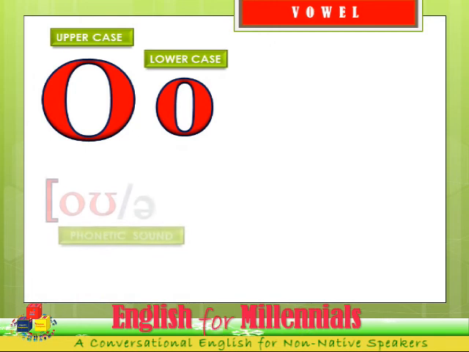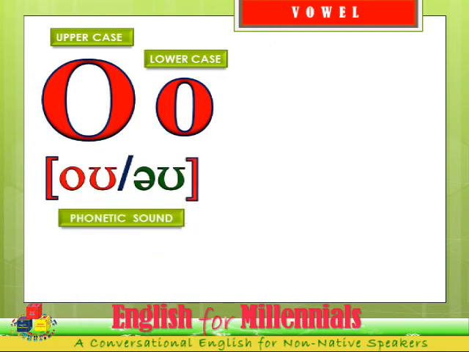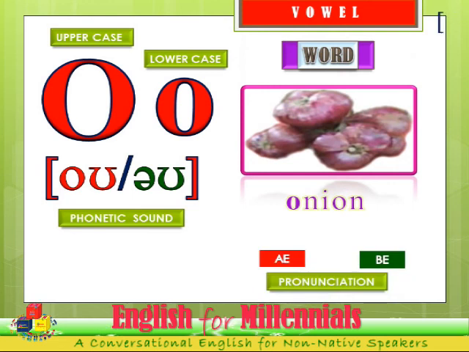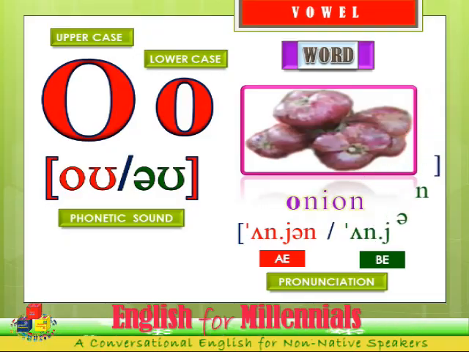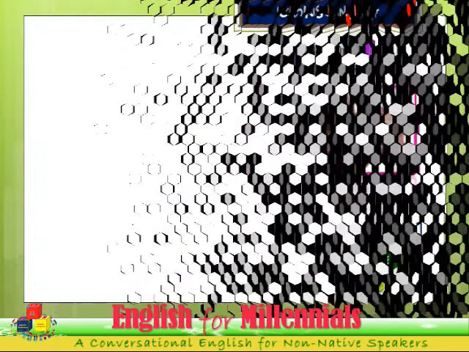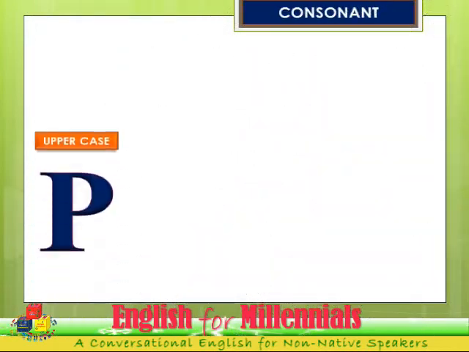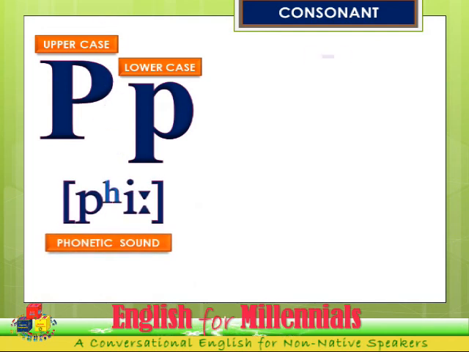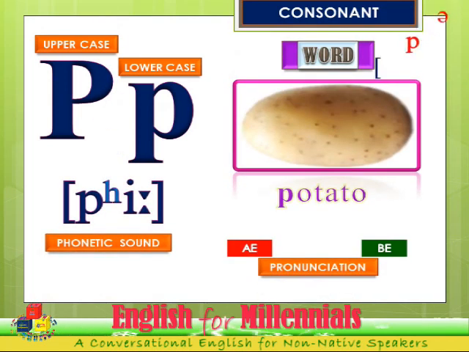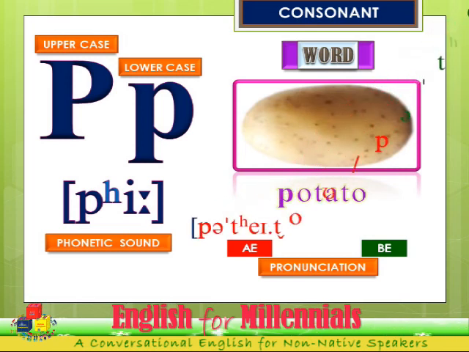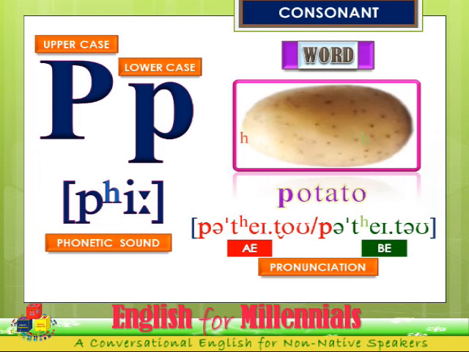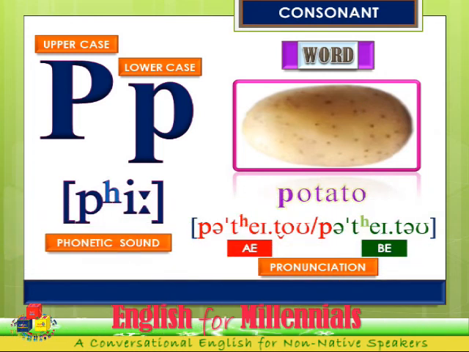O, American. O, British. Onion. P. Potato, American. Potato, British. P is a voiceless plosive and it is usually aspirated in the initial position of a monosyllabic word or stressed syllable.